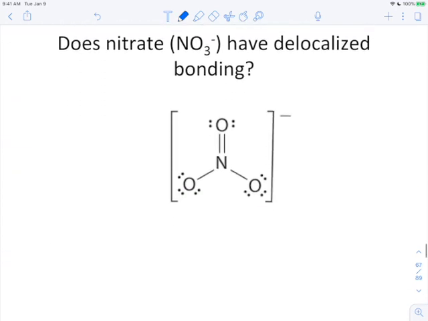All right, so here's our nitrate. Does it have delocalized bonding? What do you think? All right, so I'm seeing a yes from Jervin. How about the rest of you? Excellent. So it has delocalized bonding, and the reason is because it has resonance. But just looking at it, how do you know it has resonance?